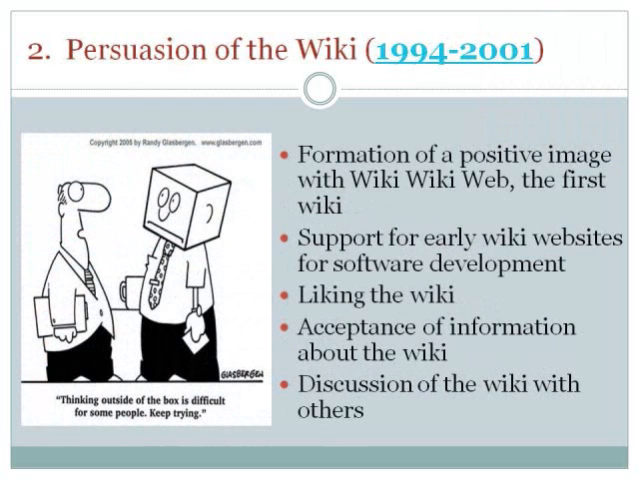The second stage of the innovation decision process is persuasion. Between the years of 1994 and 2001, there were many efforts made to persuade people to want to use a wiki. There was the formation of the first public wiki, WikiWeb. There was support for early wiki website software development, why people like using a wiki, acceptance of information about how wikis are used, and discussion of why you would use wikis with others.